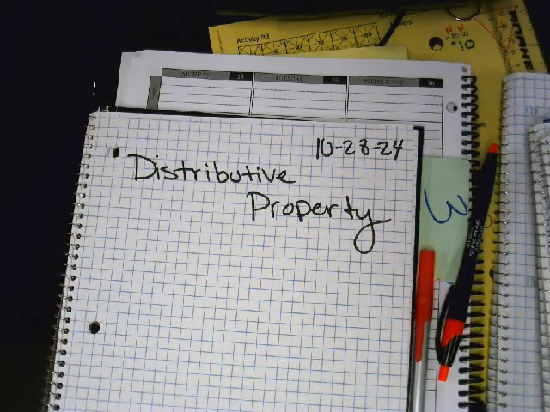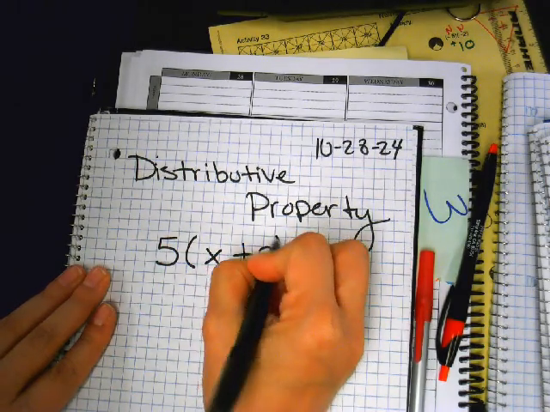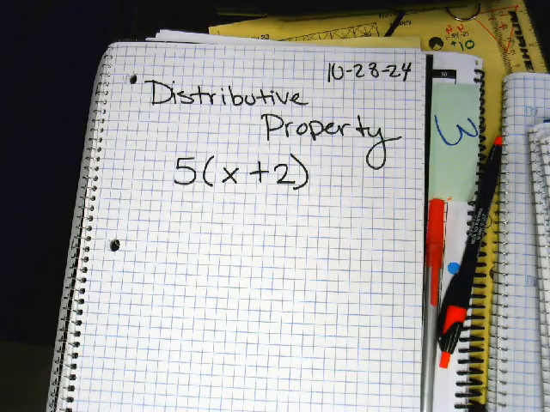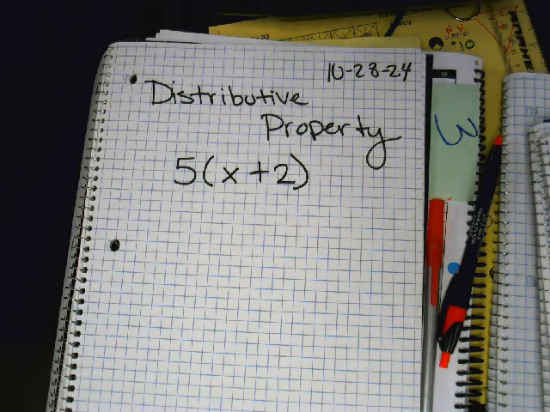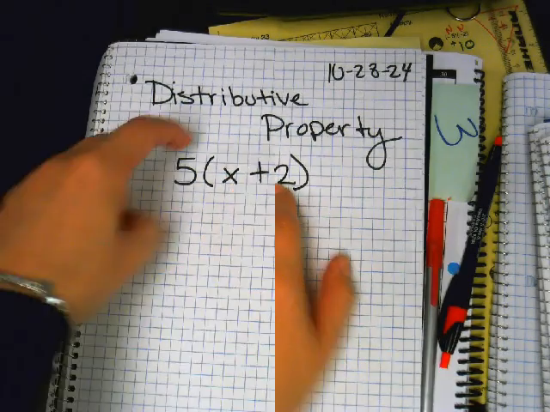All right, here we go. 5 parentheses x plus 2 inside the parentheses. What do I do? You multiply. What do I multiply? 5 and 2. You figure out what x equals? x is going to be unknown, so we can't do anything. Now, if you look at the parentheses, can you do anything here? No. So what we're going to do is use the distributive property.